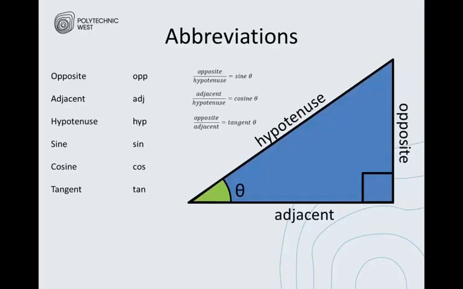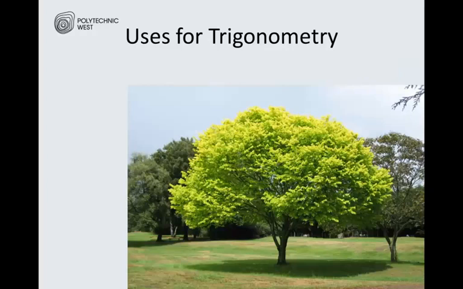We often abbreviate all of these words, opposite, adjacent, hypotenuse, sine, cosine, and tangent, to just the first three letters. Makes it easier to say them. So where do we use trigonometry?